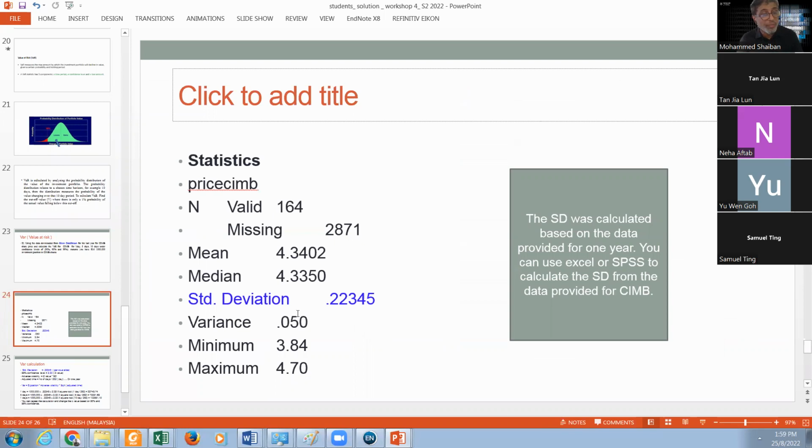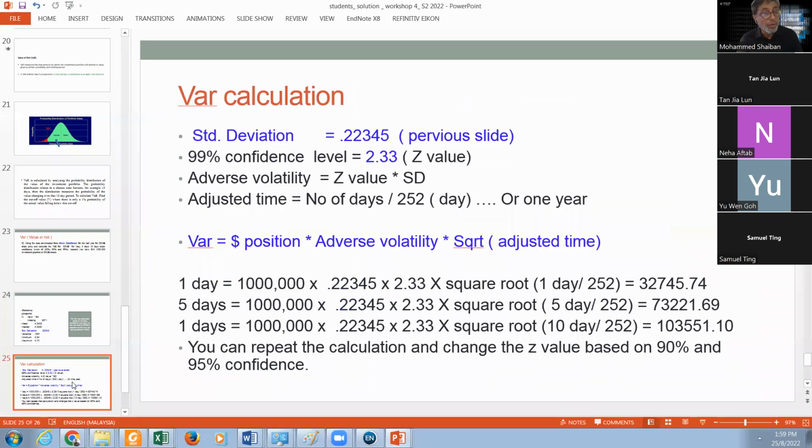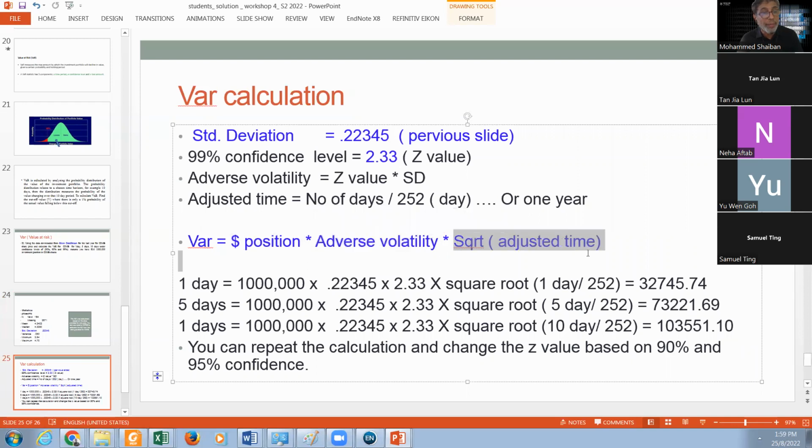So the VAR, this is just the data I bring from the Excel file which I uploaded for you, so you have the mean and the median. Now you can calculate the VAR for 1 day, for 5 days, for 10 days. You take the position, which is the 1 million, times the adverse volatility, which is the standard deviation, times the square root of the adjusted time, which is how many days. So we are taking 1 day. This is 1 million. This is the standard deviation, the volatility. The adverse volatility is the standard deviation times the confidence level, which is 2.33 for 99%, and the square root of 1 day over 225.